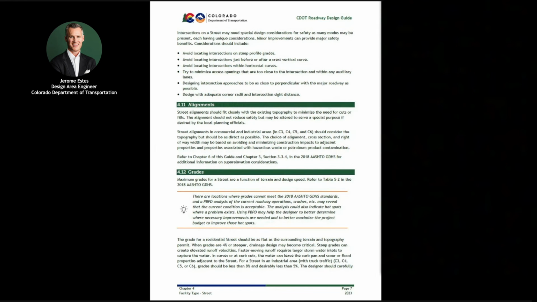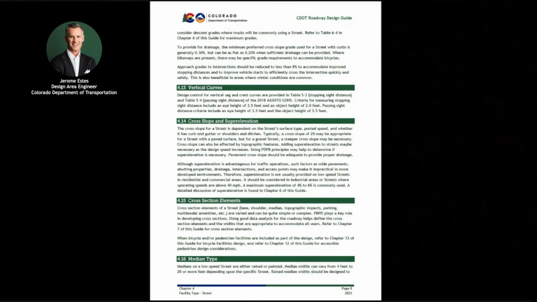Once the context classification and street facility types are identified, this chapter explains the horizontal and vertical geometry design elements to consider, again accounting for the fact that many modes of travel may be present. Next, the designer is guided through the discussions of street alignments with existing topography, along with grades as these relate to surrounding terrain, vertical curve criteria, cross slope, and super elevation to determine the most appropriate features within the project limits. Cross-section elements are explained in this chapter so the designer or engineer can develop cross-section elements with performance-based practical design in mind.